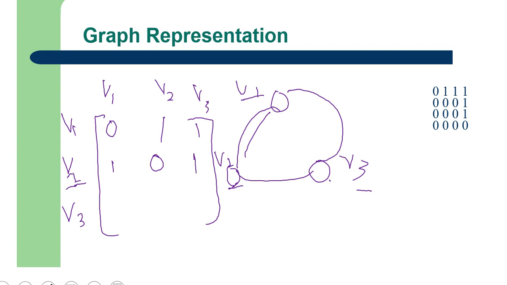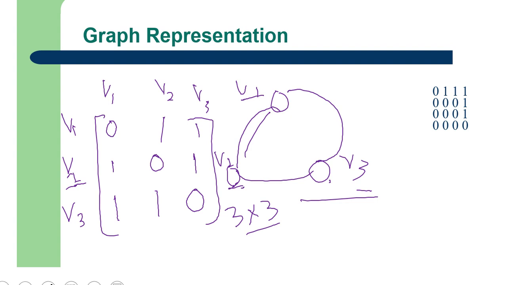Vertex v2 is connected with the vertex v3, we will put here a 1. Vertex v3 is connected with the vertex v1, we will put here a 1. Vertex v3 is connected with the vertex v2, because we can move from vertex v3 to vertex v2, we will put here a 1. From vertex v3 to vertex v3, we will put here a 0. So this is a 3 by 3 adjacency matrix. We can represent a graph in the form of an adjacency matrix. So we can represent a graph using vertices and edges, or we can represent a graph using an adjacency matrix.